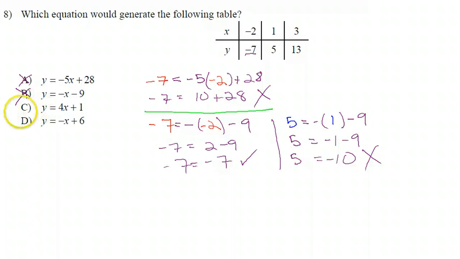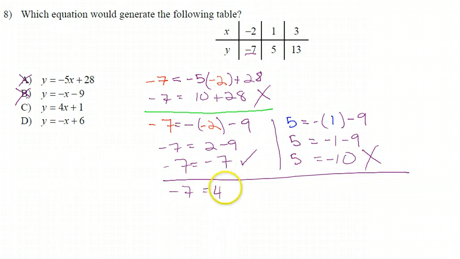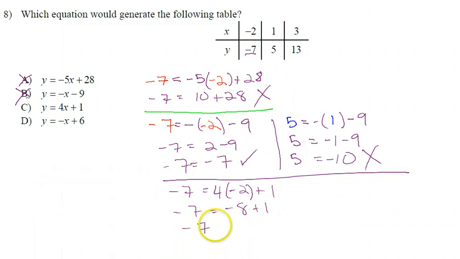So let's move on to the next one. I have y is equal to 4x plus 1. So this time I'm going to plug in -2 for x again, -7 for y, but now we're working with C. So -7 for y is equal to 4 times x, which is -2, and then I have plus 1. And working this one out, I get -7 is equal to -8 plus 1, which is -7 is equal to -7. So it works.